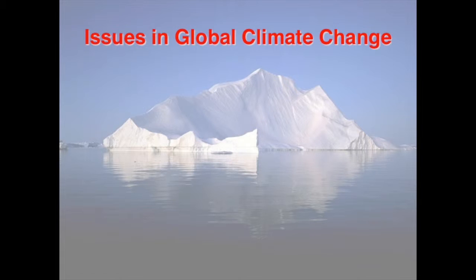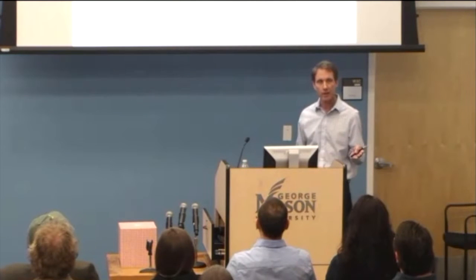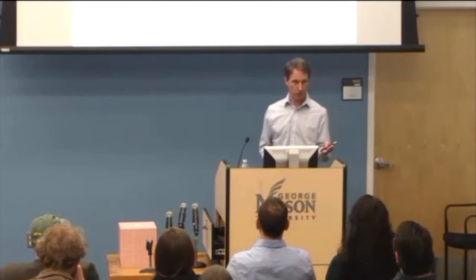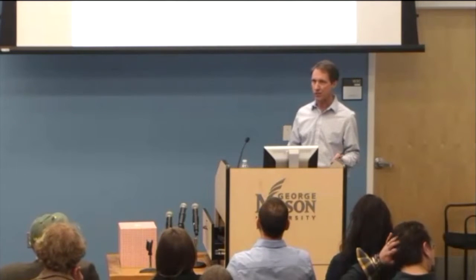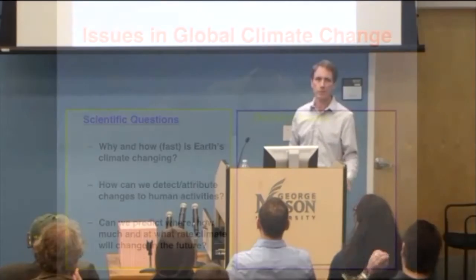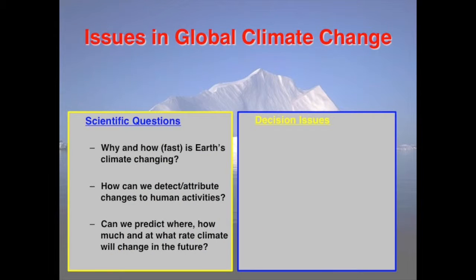So the question we often have to address is climate change. Climate change has two aspects. There are scientific questions and there are decision issues. So scientific questions are things like, why is climate changing? How fast is it changing? Can we predict what the future climate looks like? Can we detect human effects on the climate system?